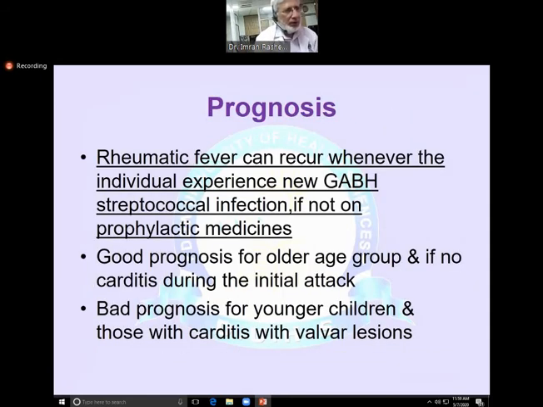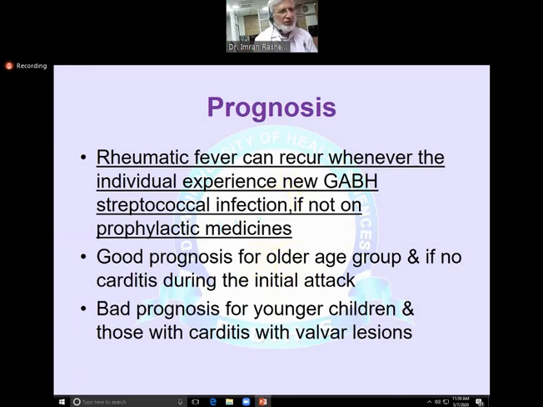Now the prognosis. Rheumatic fever can occur whenever the individual experiences a new group A beta hemolytic streptococcal infection, if not on prophylactic medicine. So it is very important that one should give prophylactic medicine to prevent the child from having a second attack of rheumatic fever.